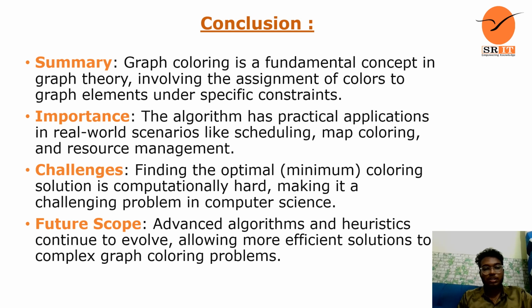And in conclusion, the summary is that graph coloring is a fundamental concept in graph theory involving the assignment of colors to graph elements under specific constraints. And what is the importance? The importance is that it has many practical applications, as we have studied: map coloring, scheduling, and resource management. And coming to the challenges, we have already discussed them in detail. Let us come to the conclusion that it is computationally NP hard, which makes it challenging and complex for a computer to solve.